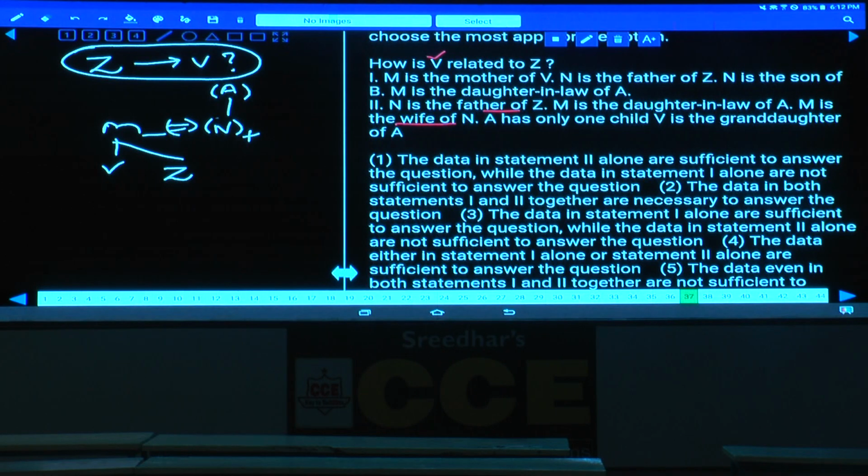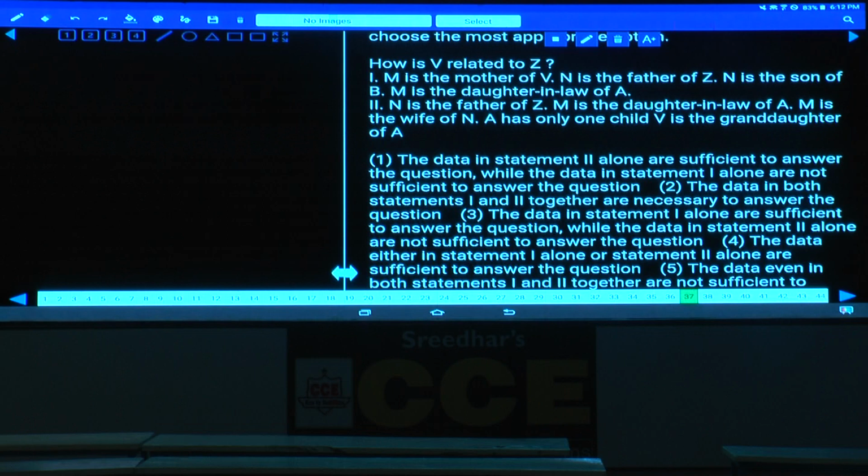Condition number 2 we will see later. Now condition number 1, let us check out. What is condition number 1 here? How is V related to Z? Now this is condition number 1.